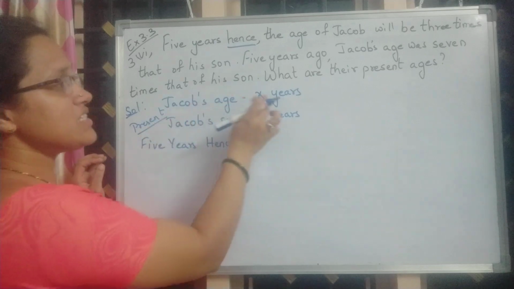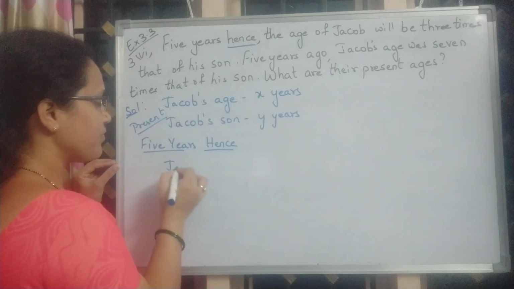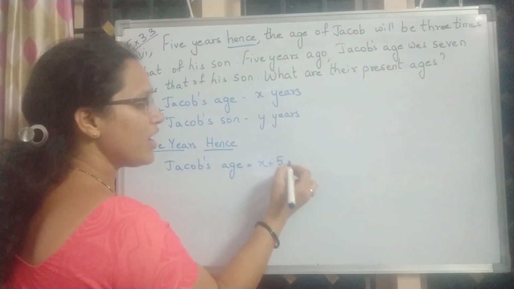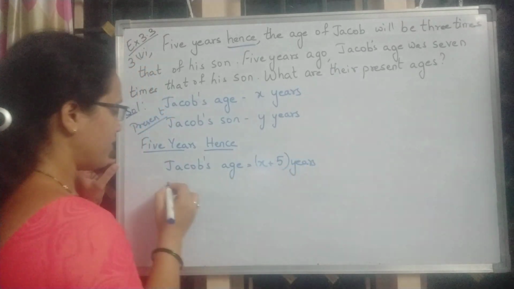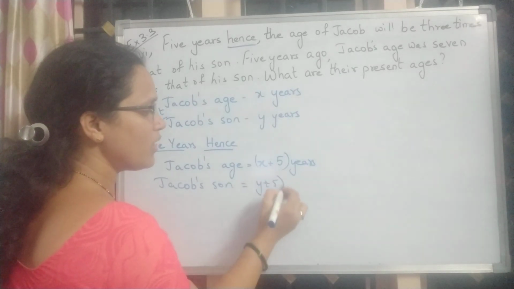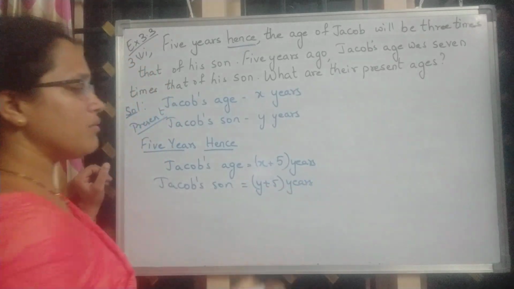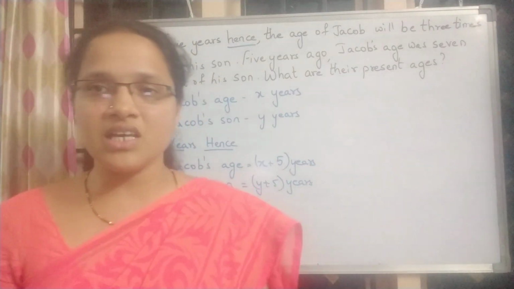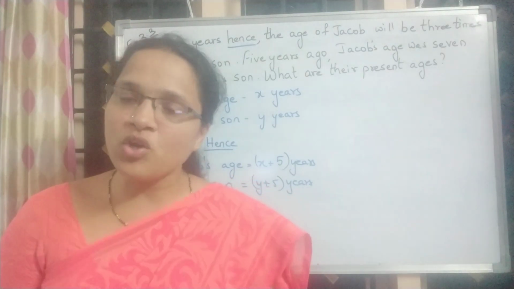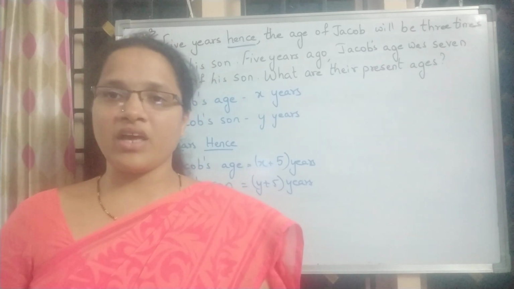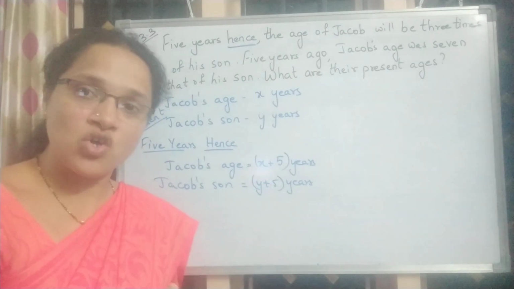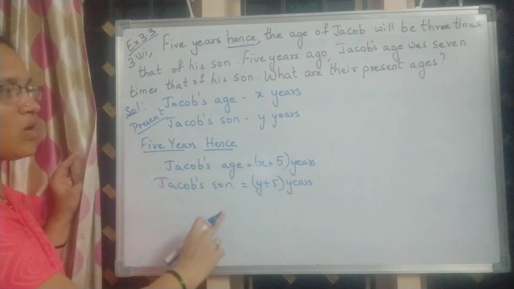So at present the age is X, which means 5 years after, Jacob's age will be X plus 5. And Jacob's son's age will be, both will change. In the home, if your father's age is increasing and your mother's age is increasing, it doesn't mean that you are not increasing in age. Every human will increase according to the number. So if Jacob's age is increasing, the son's age will also increase. So X plus 5 and Y plus 5.